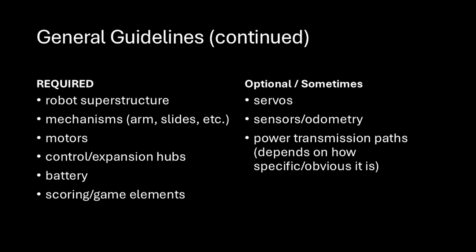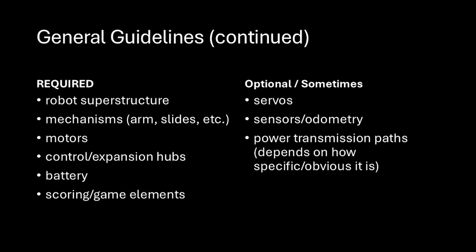Now, for the optional and sometimes items, servos. Servos are really annoying to put in layout sketches, and they really clutter things up. They are useful, and sometimes you maybe should put them in if you are in a really space-constrained area, just so you know that everything fits, but it's not necessary. Next thing, sensors and odometry. These are both small things that you can probably fit anywhere. If you are really concerned about packaging, again, you should probably put these in, but for most people, this won't be necessary to put in a layout sketch.